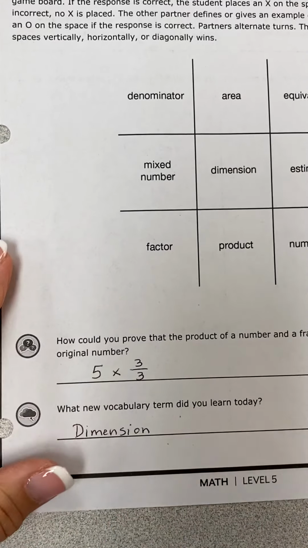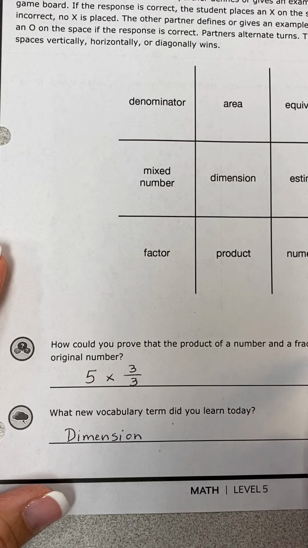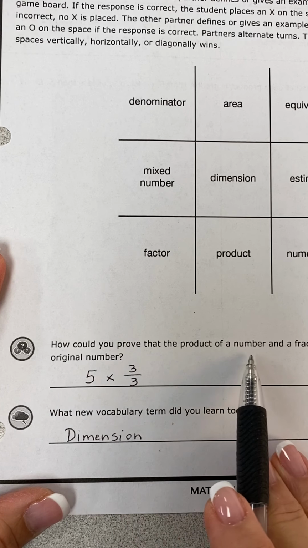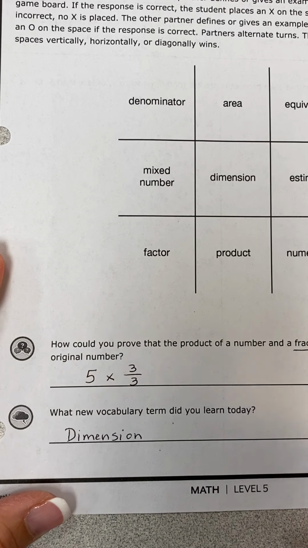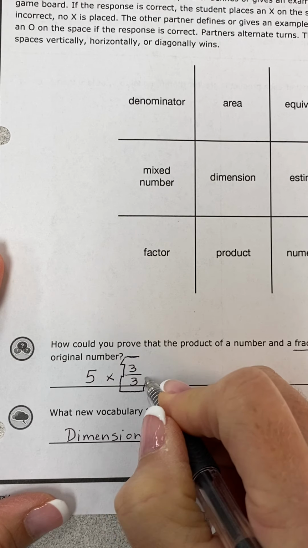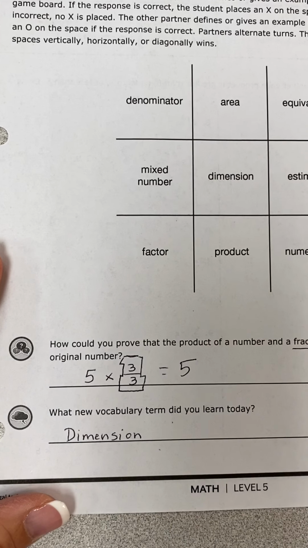All right, this last one has a question. It says, how could you prove that the product of a number and a fraction equal to 1 is equivalent to the original number? Now, this is what I have done. This is a fraction that is equal to 1 whole because you're dealing with all of it. So you're saying all of 5. And there's an example right there.